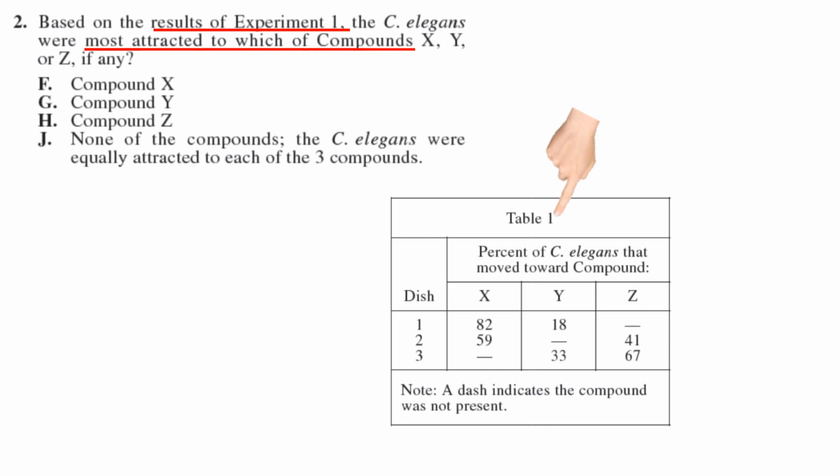Number 2, based on the results of experiment 1, C. elegans were most attracted to which of the compounds? We're going to go to experiment 1, so table 1, which is the results. We know it's not going to be choice J. We can eliminate choice J because it says it's equally attracted to all 3 compounds. These are not equal numbers. That's an easy one to see. Then we're just going to look at dish 1. Dish 1 clearly is more attracted to X. So we could already say our answer is F. We can check dish 2 to be sure. And the answer is X again. So our answer has to be F, compound X.